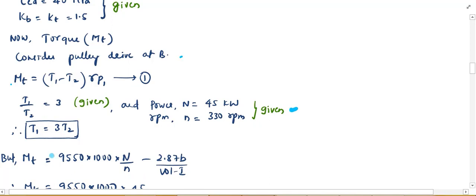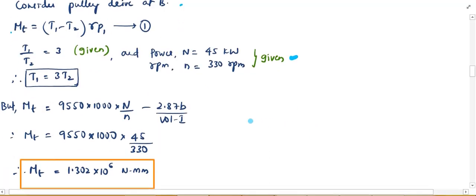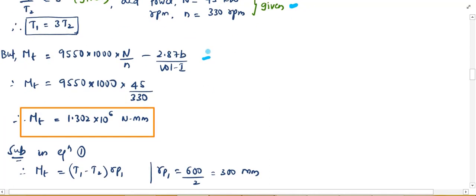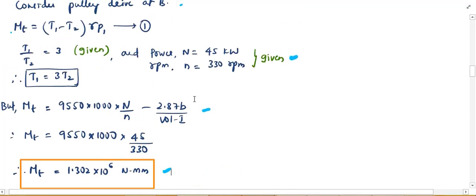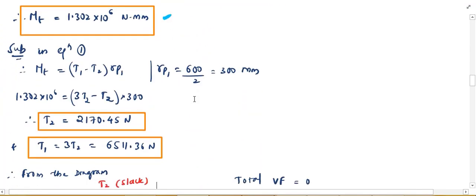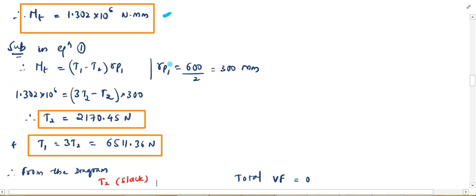From the data handbook, equation 2.87b, volume 1, Mt equals 9550 into 1000 into capital N by small n. Once I substitute capital N and small n, I get the maximum torque as 1.302 into 10 power 6 Newton mm. Now I substitute back into the equation Mt equals (T1 minus T2) into Rp1, where Rp1 is the radius of the pulley. The diameter is given as 600 mm, so Rp1 will be 300 mm.